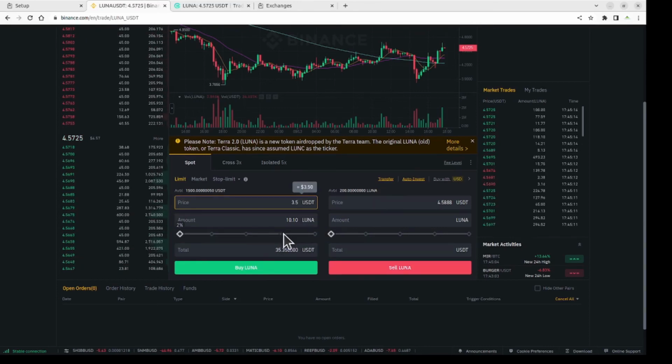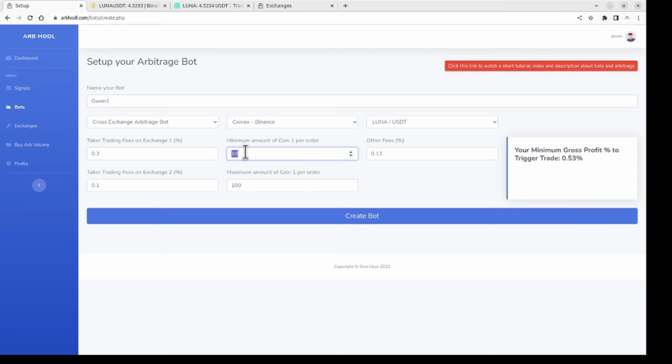So in this case, between 0.5 and 2.85, clearly, the maximum of the two minimums is the 2.85. So that is our correct answer. Our answer is the 2.85. So we put 2.85 into the minimum amount of coin 1, or Luna, per order here.